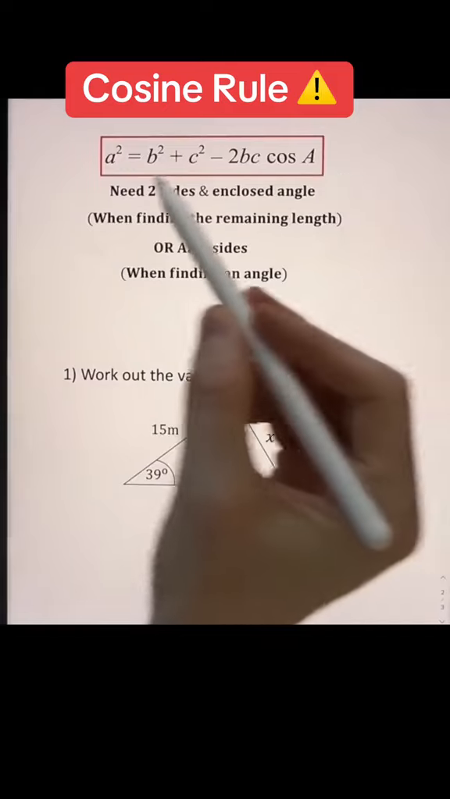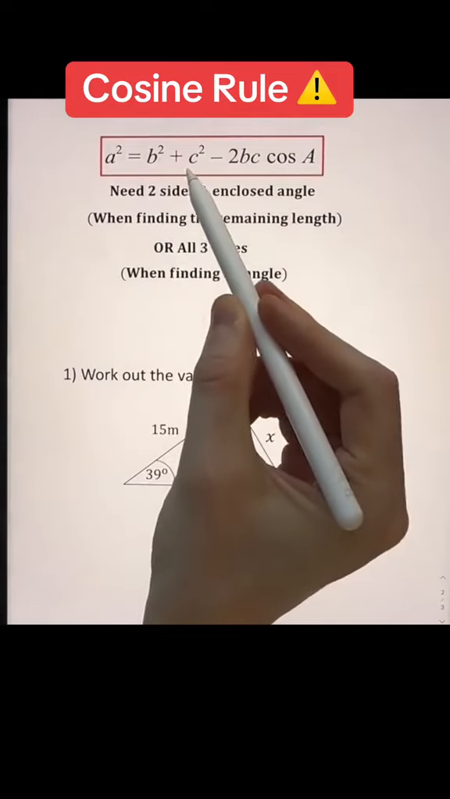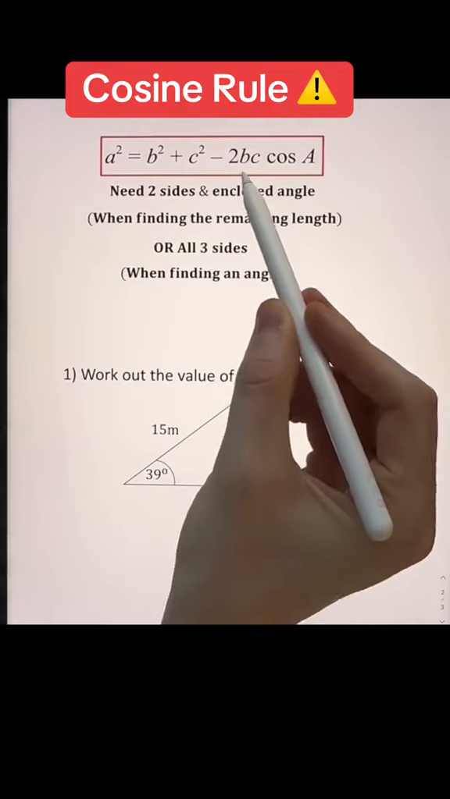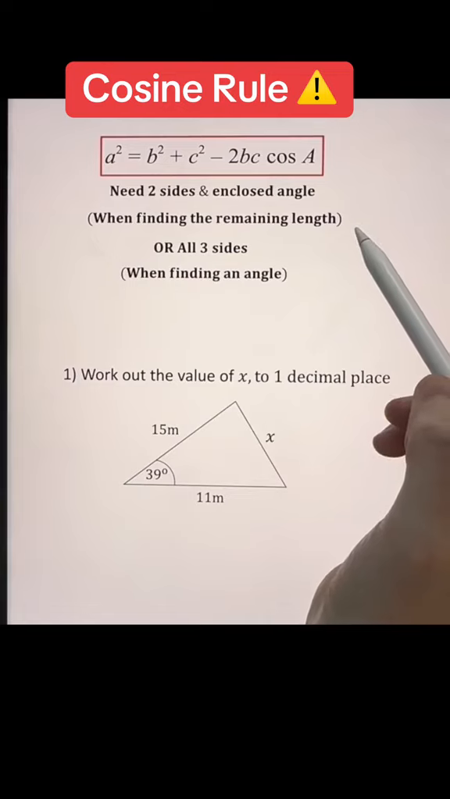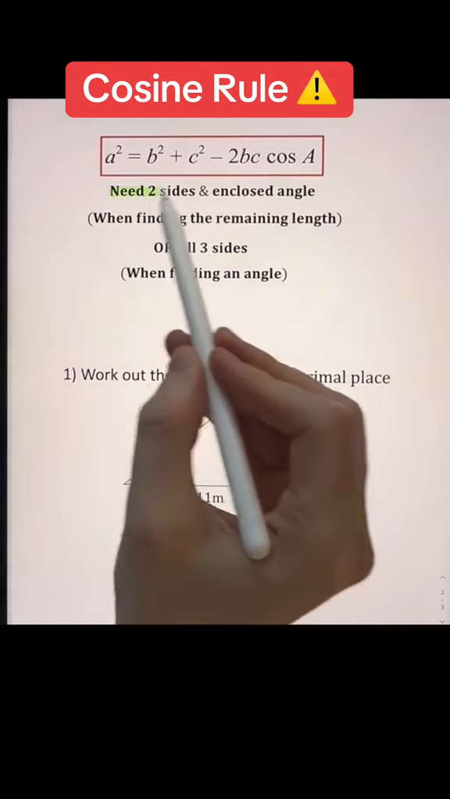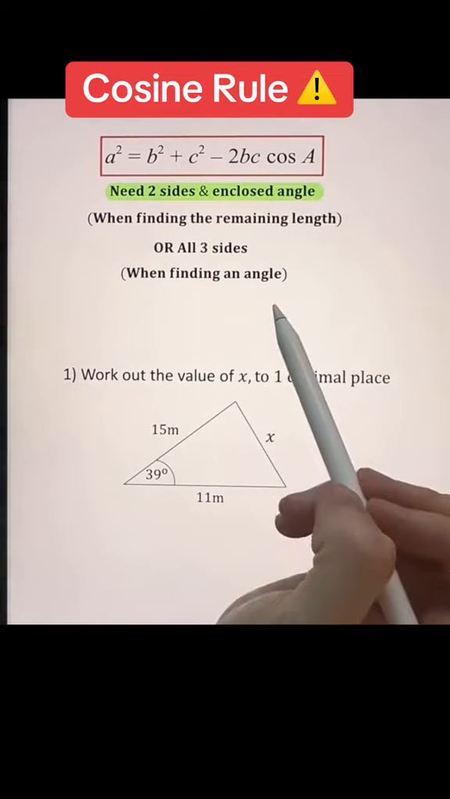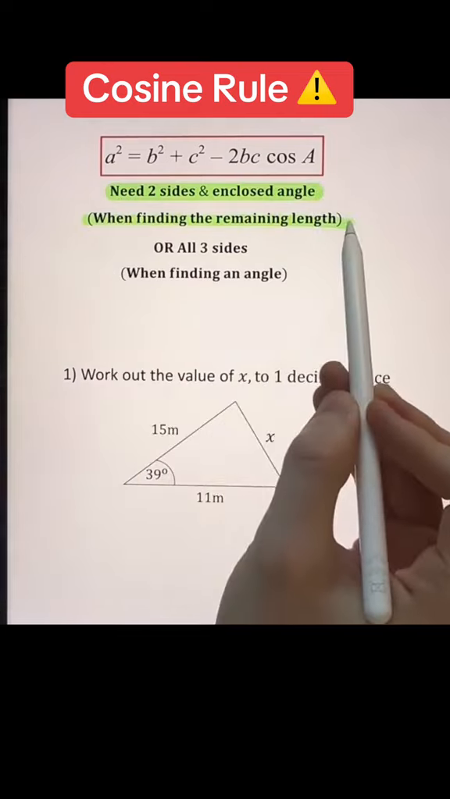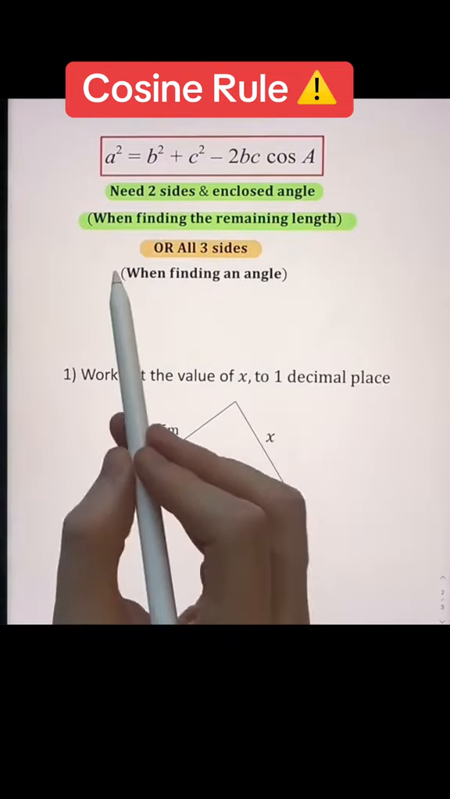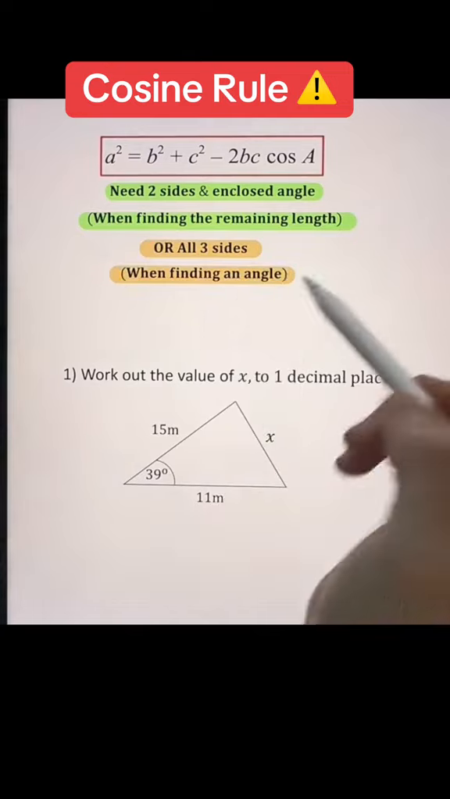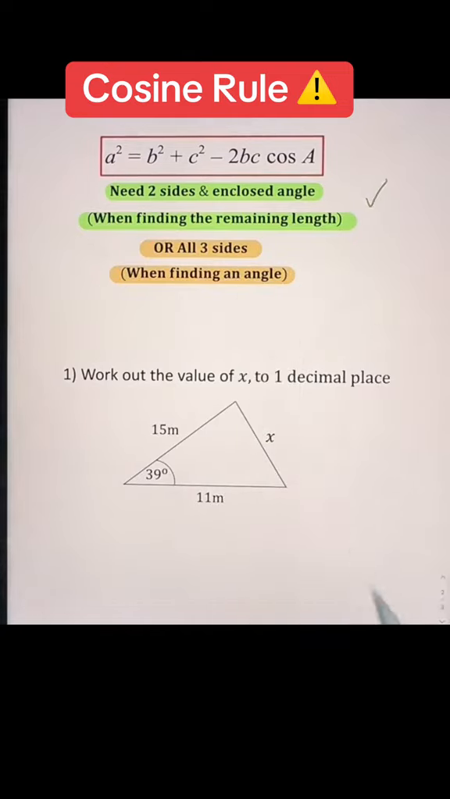The cosine rule is a squared equals b squared plus c squared minus 2bc cos of A. We use the cosine rule in two given situations. Our first situation is when we're given two sides and the enclosed angle, when asked to find the remaining length, or if we're given all three sides, when asked to find an angle. In this video, we're going to focus on the top option.